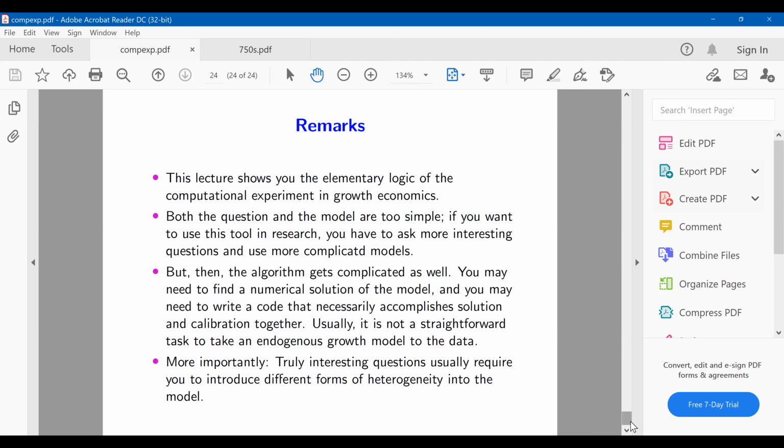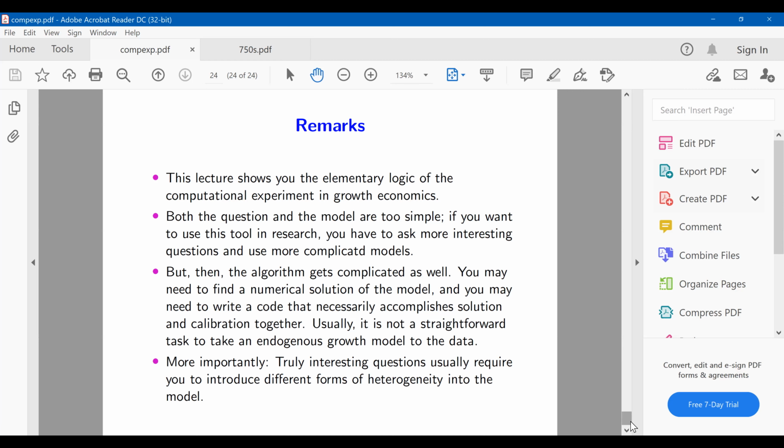Usually, we are required to find a numerical solution because there is no analytical solution of the model. And most of the time, again, in research, you have to write the numerical algorithm that finds the solution and calibration together. So these are connected to each other. It is not always very simple to do the calibration without solving the model and vice versa.